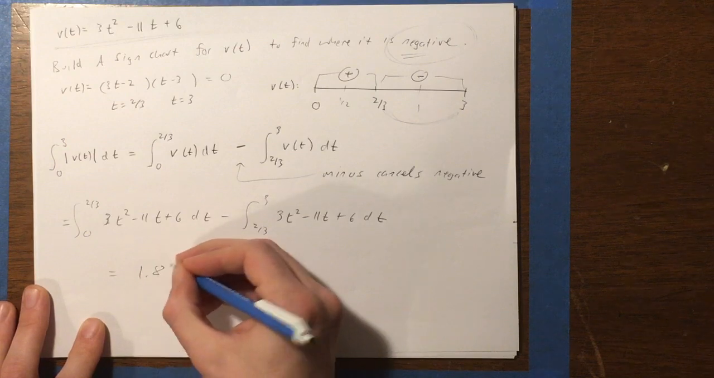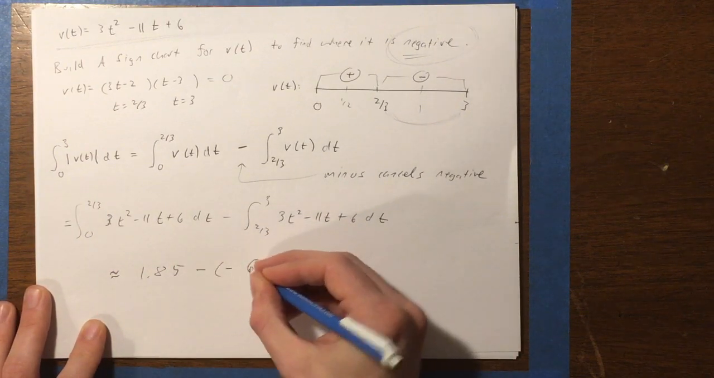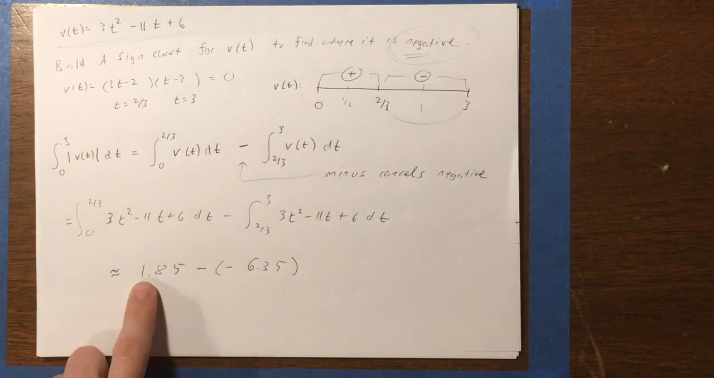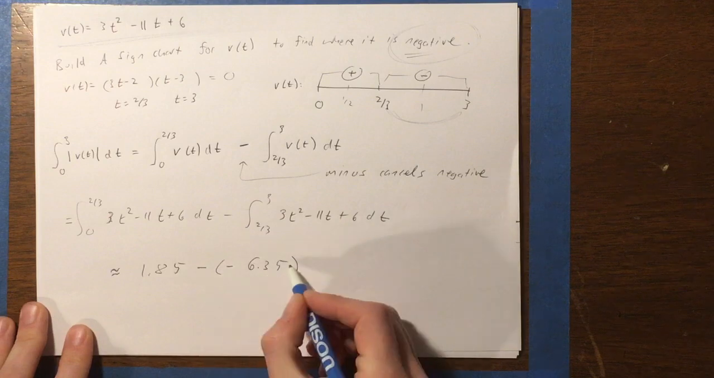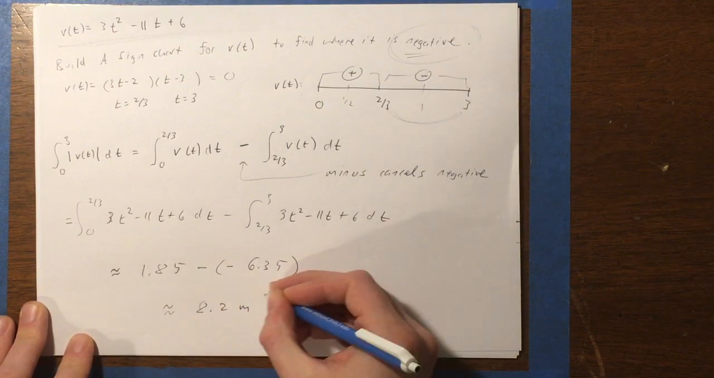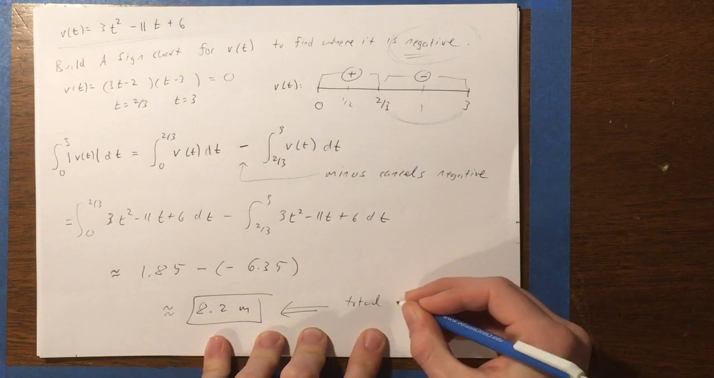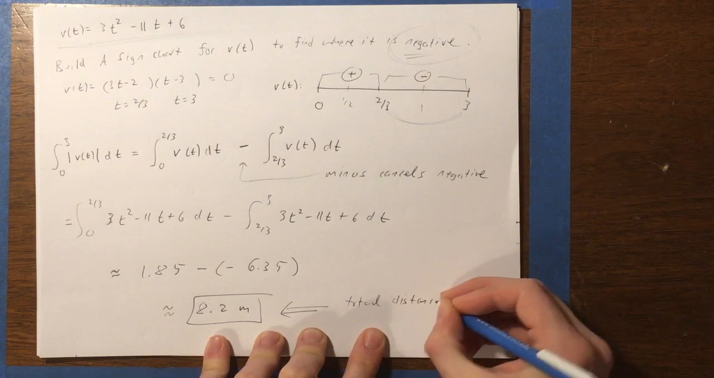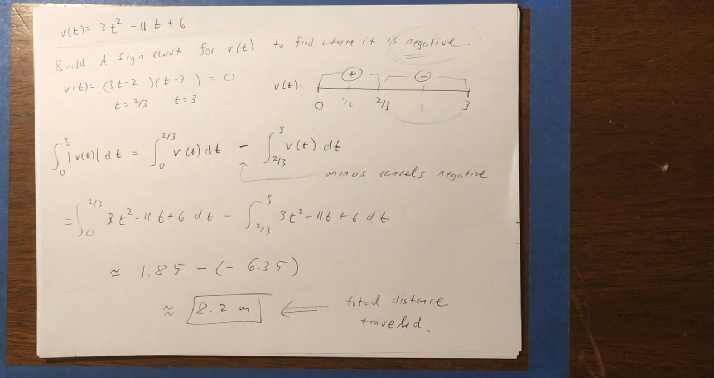You'll get approximately 1.85 minus your negative 6.35. Normally, if you do 1.85 minus 6.35, you would get your negative 4.5, like we got in the last video for displacement. But here we're subtracting the negative 6.35, and we get about 8.2 meters. So that is the total distance traveled by the object, not the displacement. So, okay, that'll do it.